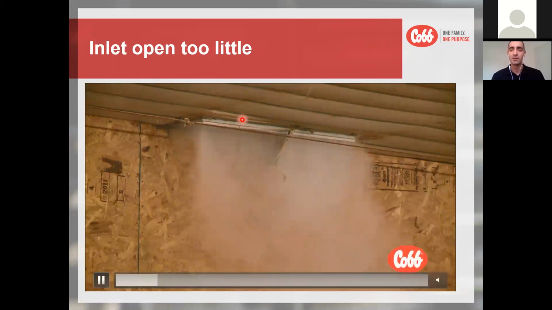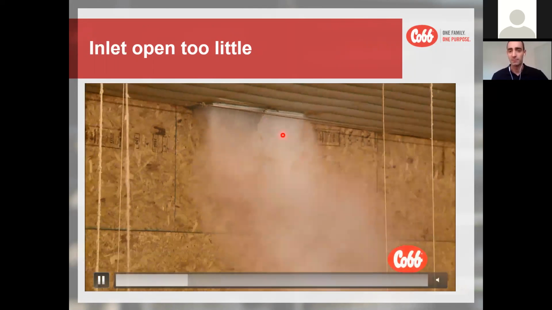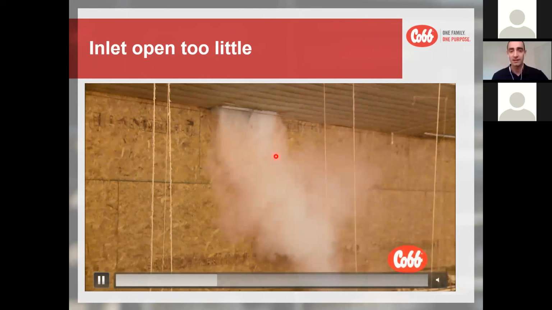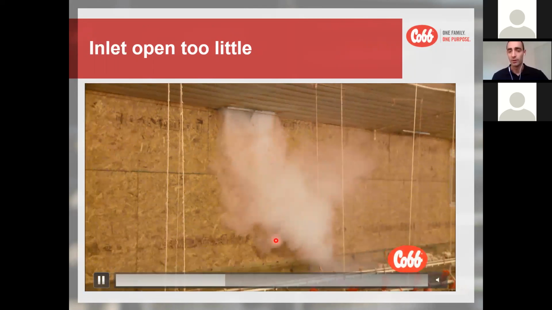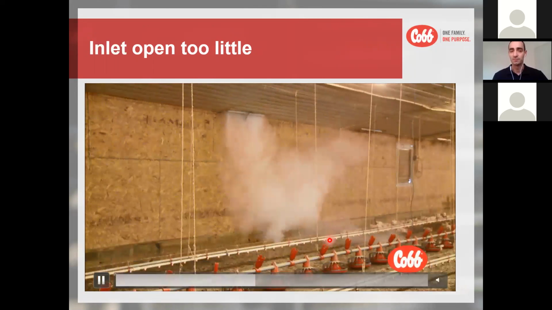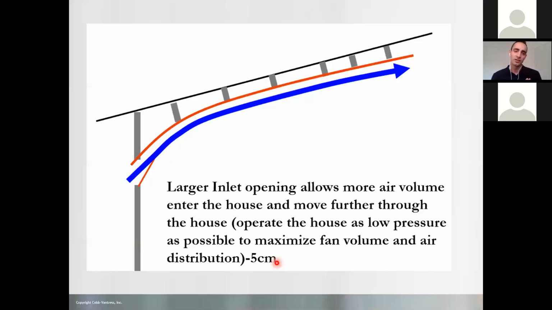Just cracked. The farmer's happy because he's got the right pressure that Cobb told him to get, but actually what's happening is that air is just not conditioning at all. It's just dropping straight down onto the birds, causing wet litter, and that's not going to be good. Okay, so you want a nice, good size opening of inlet to get the air volume behind it, to be able to move further into the house and get to the peak of the house and condition correctly.